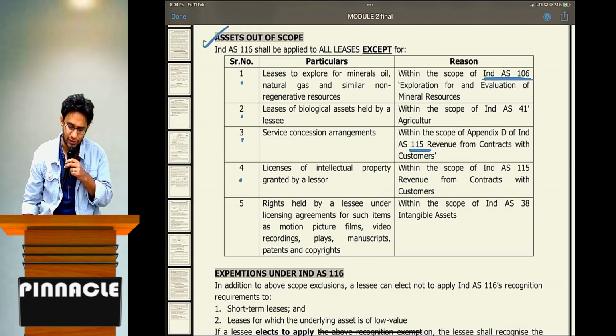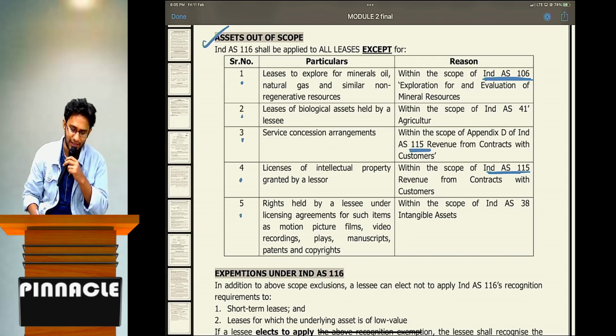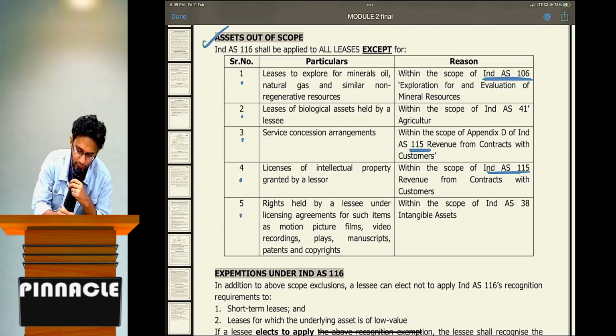Next, intellectual property rights granted by lessor, again Ind AS 115 subject matter. Rights held by the lessee under licensing agreements for items like motion picture films, video recordings, plays, manuscripts, patents and copyrights.